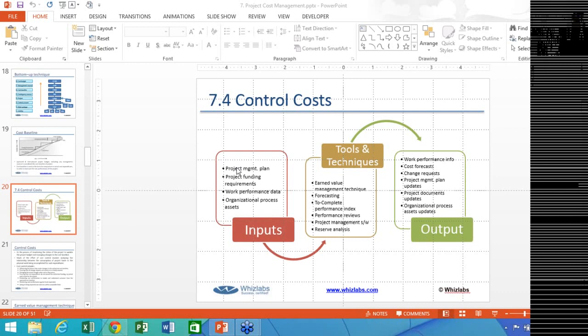Sorry, Sanjeev, unable to see the screenshot of whatever you're explaining. You can't see? I can't see the presentation slide. Anyhow, let me log out and then log in again.